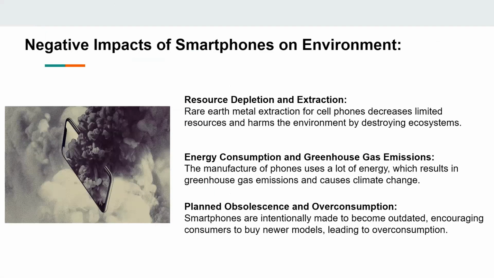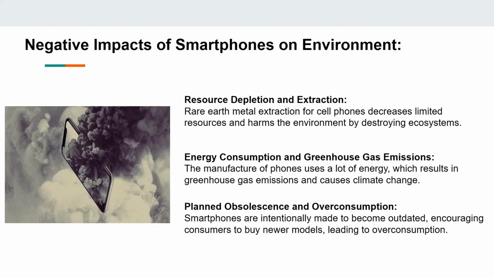Next. For the negative impacts of smartphones on the environment, resource depletion and extraction. The extraction of rare earth metals for cell phones depletes finite resources and damages the environment by destroying ecosystems. And the next, energy consumption and greenhouse gas emissions.